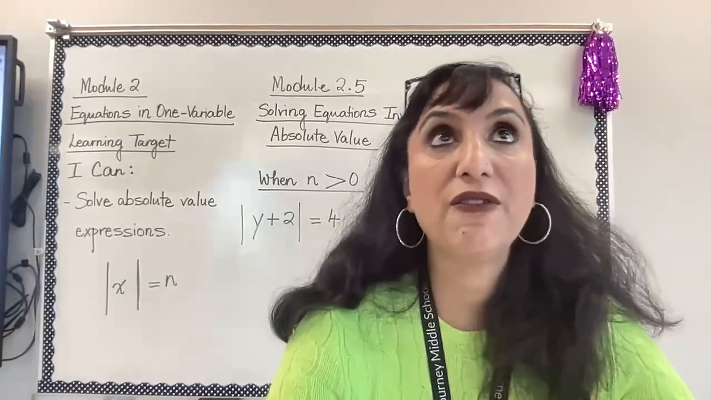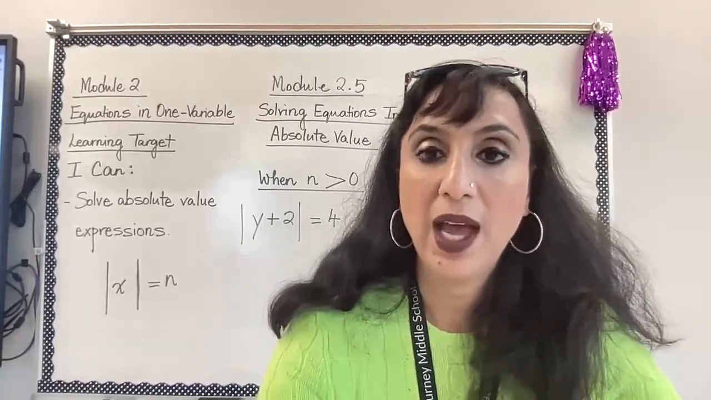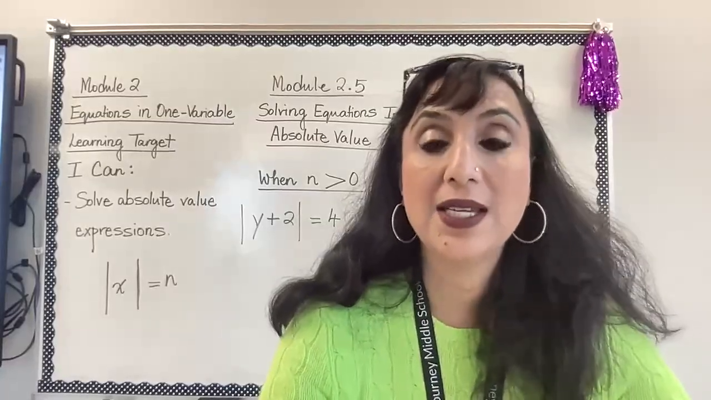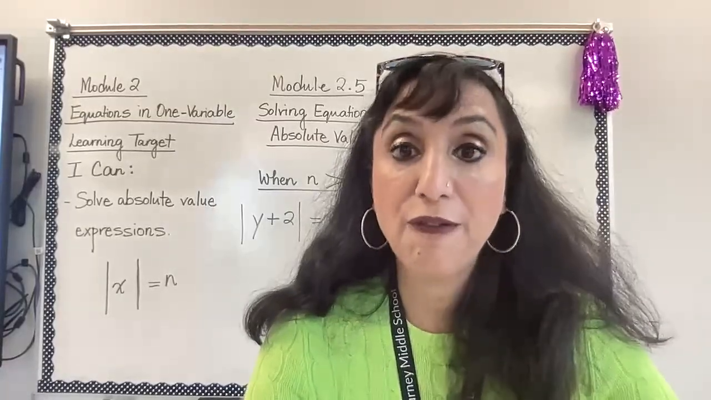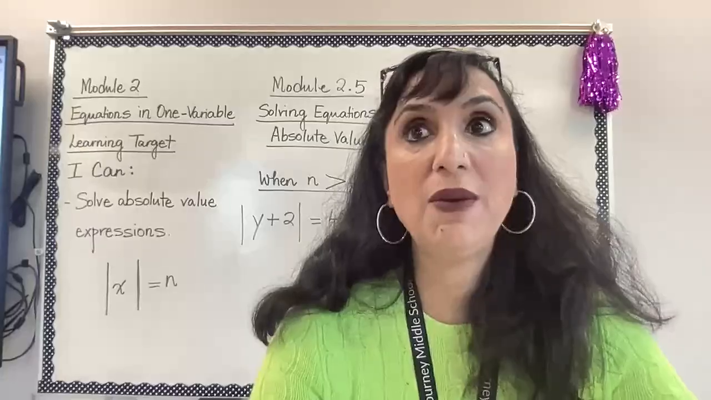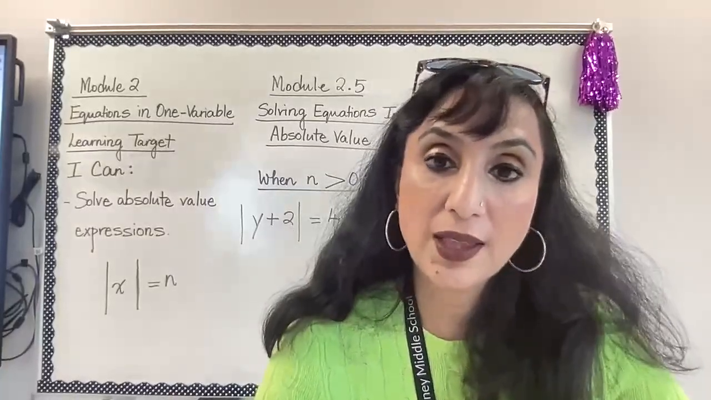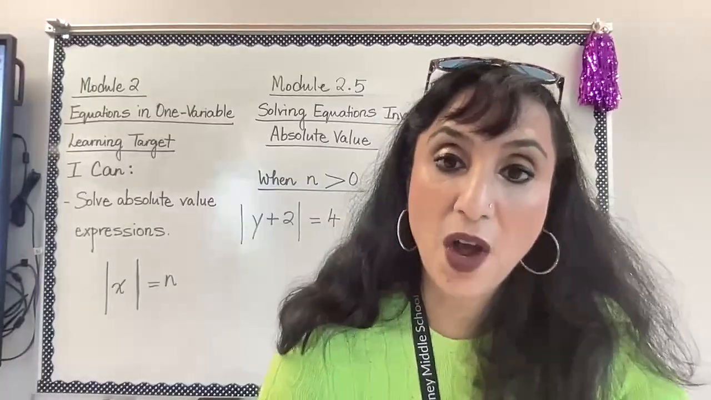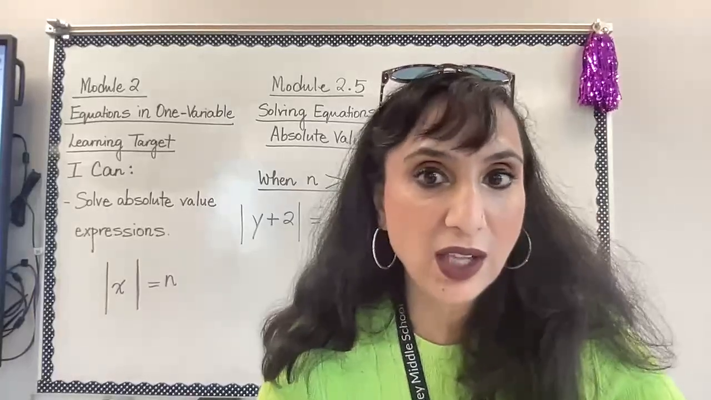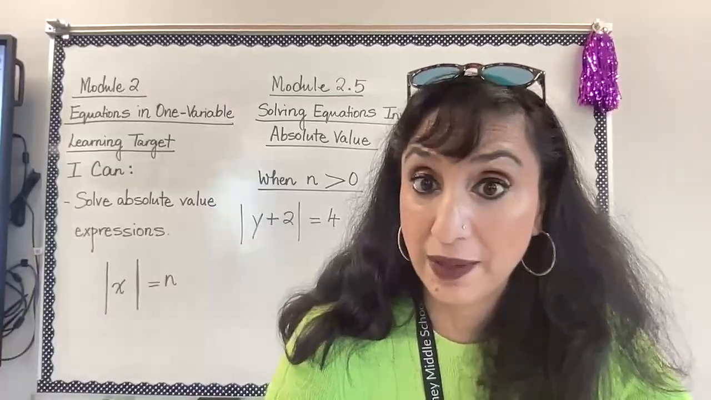So let's quickly refresh our memory as to what is absolute value. Absolute value is nothing but the distance of a number from 0 on the number line. So as we've done before, we can have two numbers which are the same distance from 0 on the number line. One will be to the right of 0 on the number line, and one will be to the left of 0 on the number line.